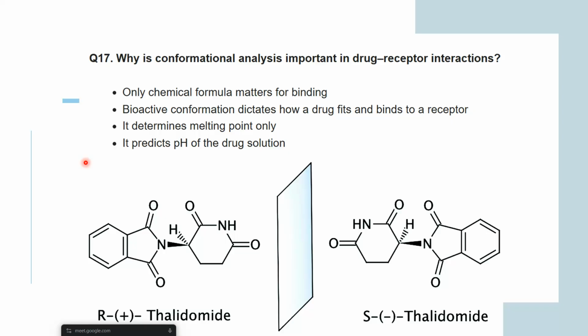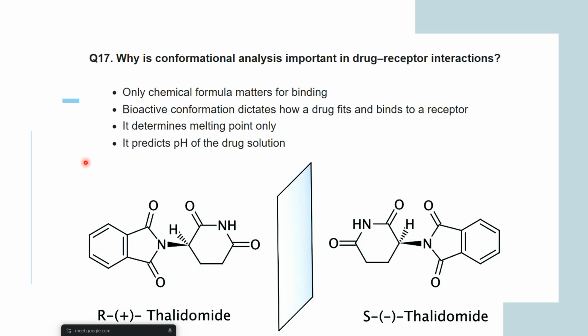Now we have another question where it is asking, why is conformational analysis important in drug receptor interactions? So the options given are: only chemical formula matters for binding, bioactive conformation dictates how a drug fits and binds to a receptor, it determines melting point only, or it predicts pH of the drug solution. So we are going to understand this question using the example of R-thalidomide and S-thalidomide.